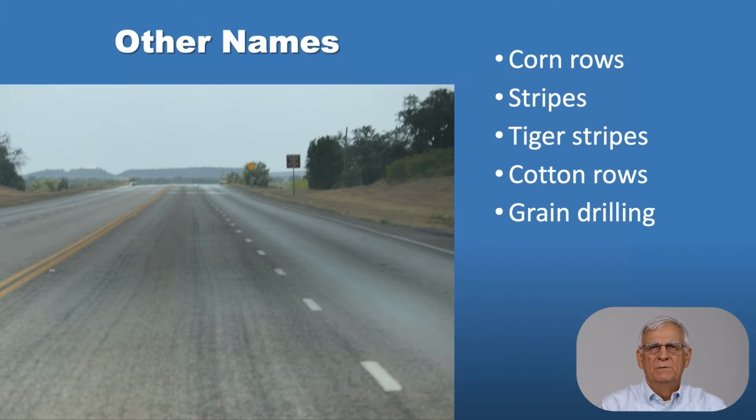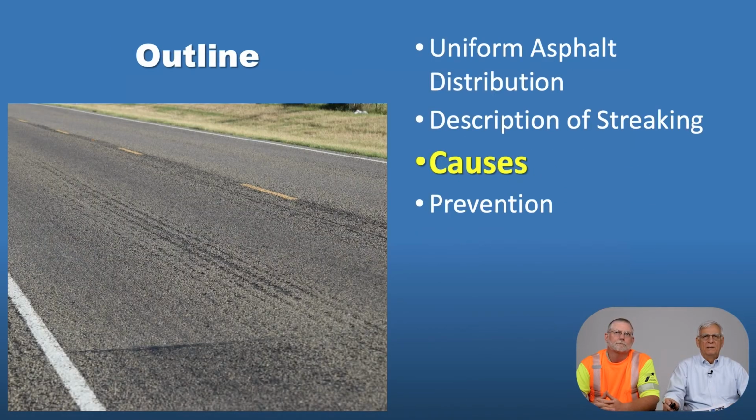Streaking has other names. We call it cornrows in some areas of the state, stripes, tiger stripes, cotton rows, grain drilling, and there are probably a few other names that we have not listed here as well. We're going to talk about the causes of streaking now, and Dennis will pick up on those.